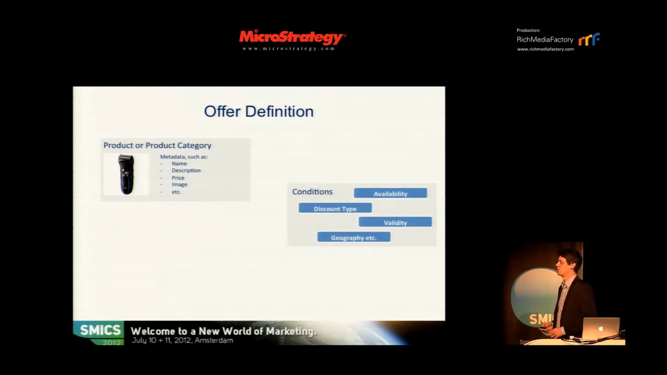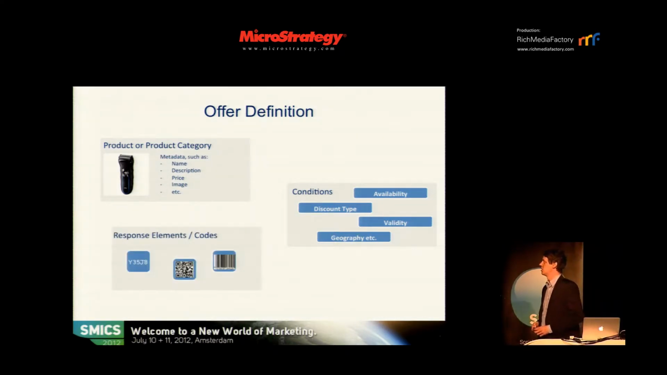You can choose the type of discount, whether it be a percentage or you get maybe some loyalty points or whatever you want. We have the validity, so you can say this offer or this coupon is only valid between the 12th of July and the 14th of July, and maybe only in Hamburg or only in Amsterdam. So you can also limit on the geography.